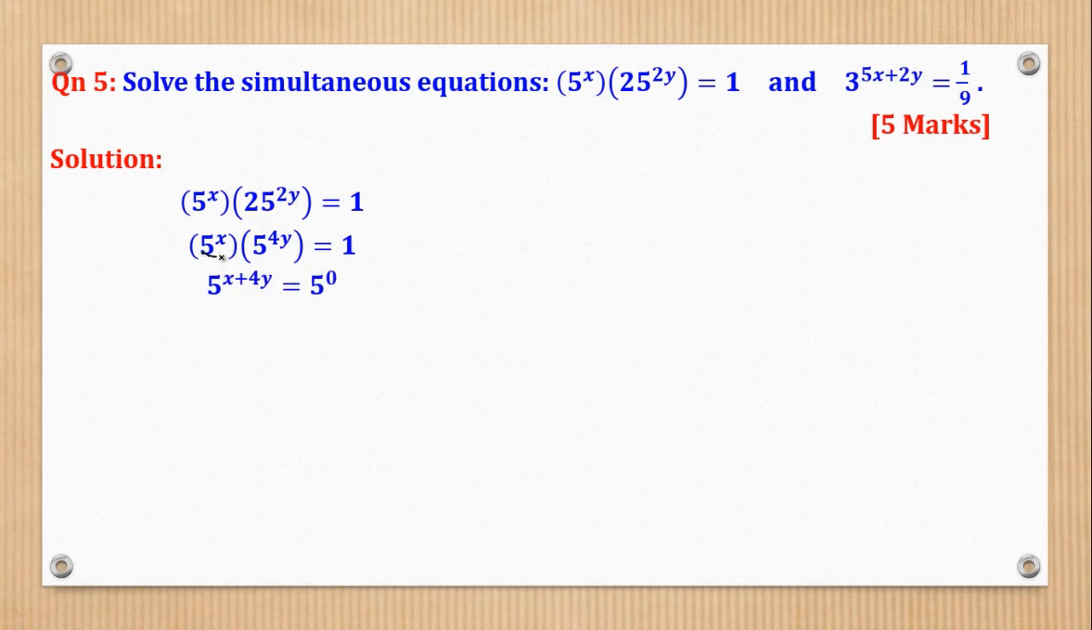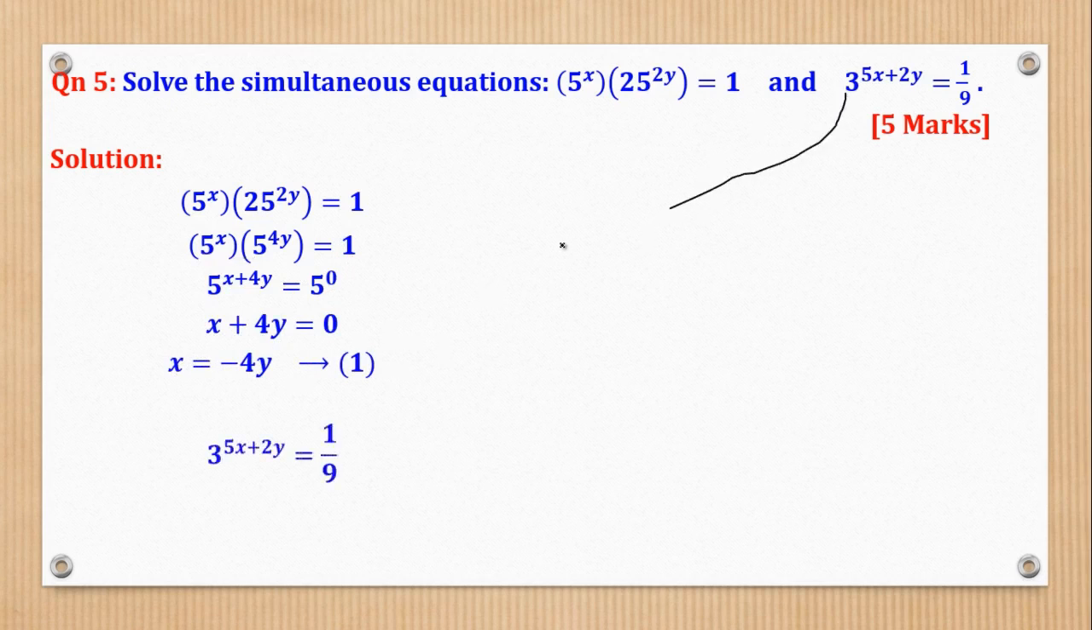Therefore, when I add, these are the same base, so you add the powers to become 5 to the power x plus 4y. And here 1 is the same as 5 to the power 0. Therefore, x plus 4y is equal to 0, implying that x is equal to negative 4y. So that was from the first equation.